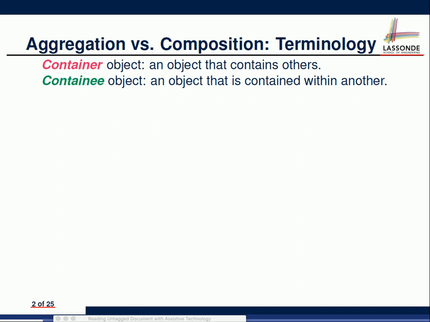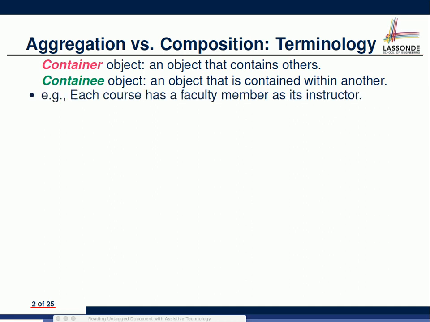Okay? And now let's see some wording over here. Let's see some example. Let's say each course has a faculty member as its instructor. So now, can you actually see who is the container? Let's say we've got two classes over here. We've got a course class, and also we've got a faculty class. According to the definition above, do you think course is a container or faculty is a container? Well, since we say each course has a faculty, so they contain the faculty. Okay, so in this case, the container is the course, the containee is the faculty.